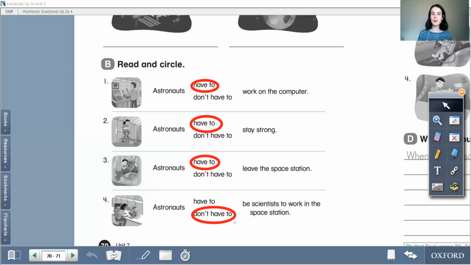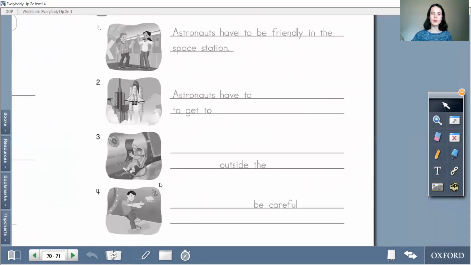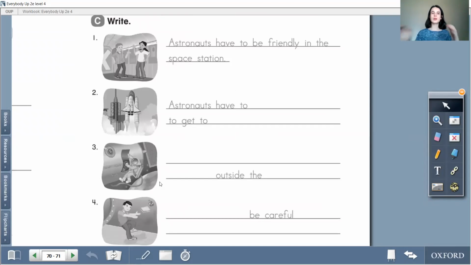Now we are at part C. Let's go. Okay, here it is. Okay, part C. We have some pictures and we will write what they are, okay? What they are telling to us.